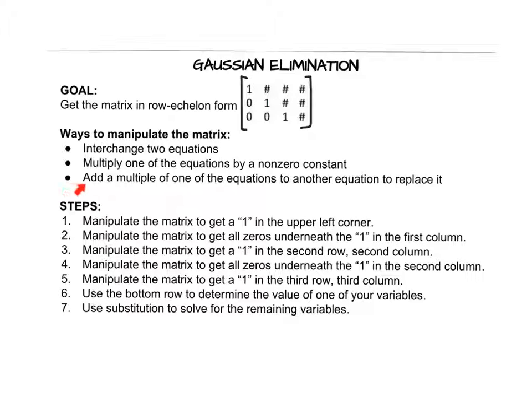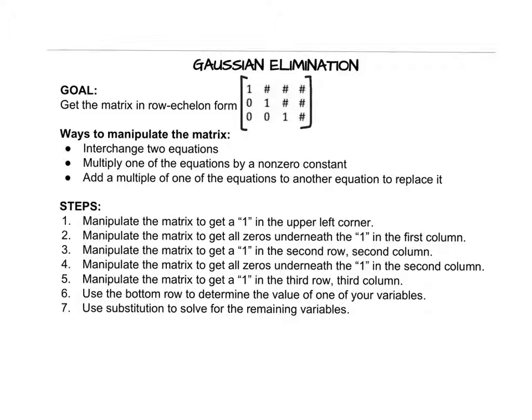Or lastly, I could add a multiple of one of the equations to another equation to replace it. So I could multiply an equation, then add that equation to another one, and then replace the one I was adding it to. So here are the steps. Step 1 says to manipulate the matrix to get a 1 in the upper left corner. So I'm going to do one of these three things to make sure I have a 1 up here.